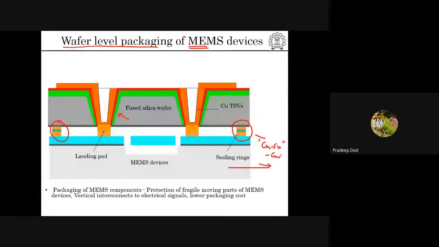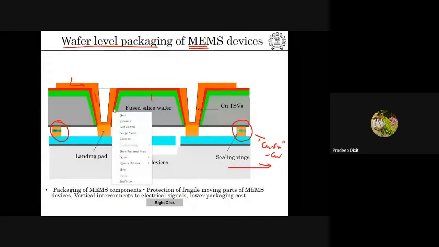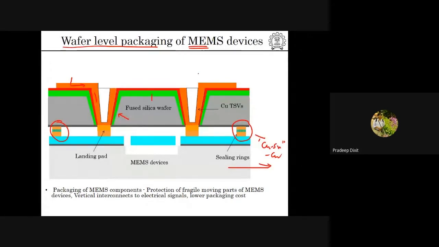Okay, so green color indicates here an insulation layer, and orange indicates a copper layer. So now you can see that we can have a communication. Electrical interconnects will go from this thing, and it will have it here, and then you can pass it to another layer and so on. This is why this is known as a copper filled TSV.